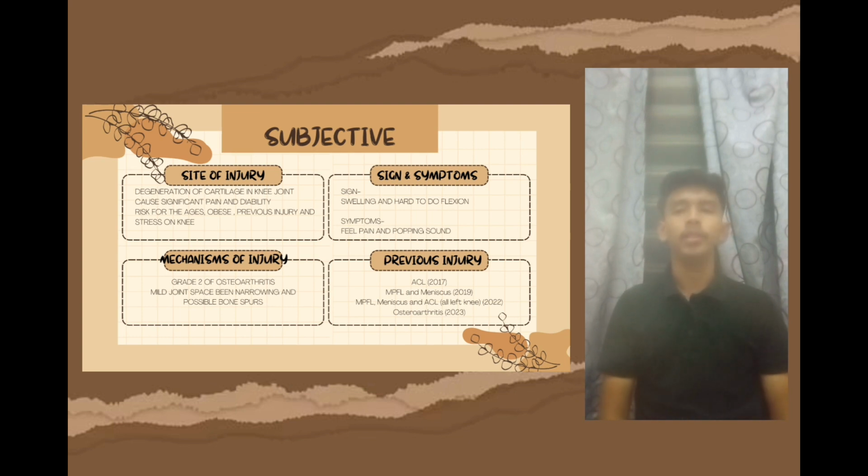The next one is the signs and symptoms of knee osteoarthritis. The first one is the sign, which is swelling on the knee. The next one is difficulty doing a flexion movement to do a full range of motion. Next, the symptoms, which are that she feels discomfort and pain in the front of the knee. And also, she had a popping sound, which is the patella dislocation at the knee.